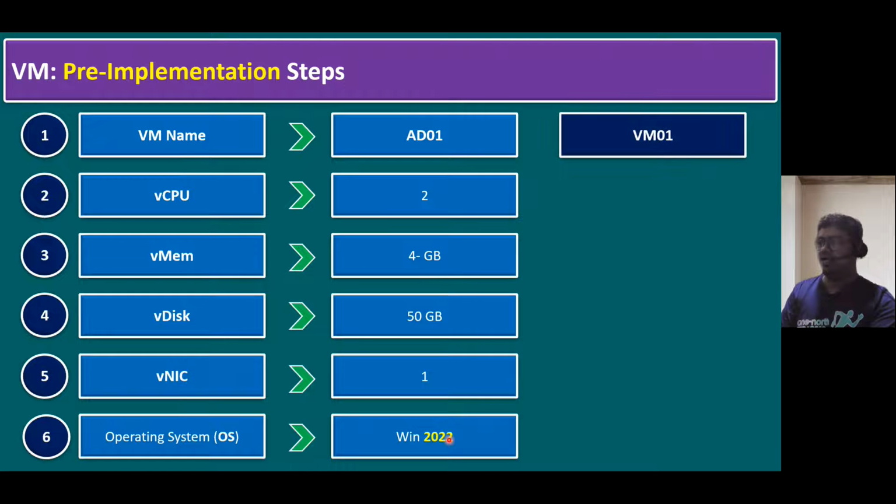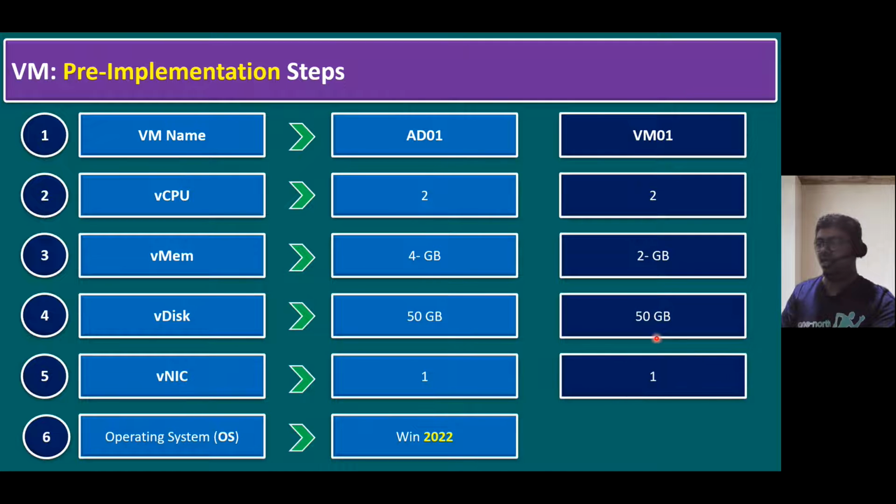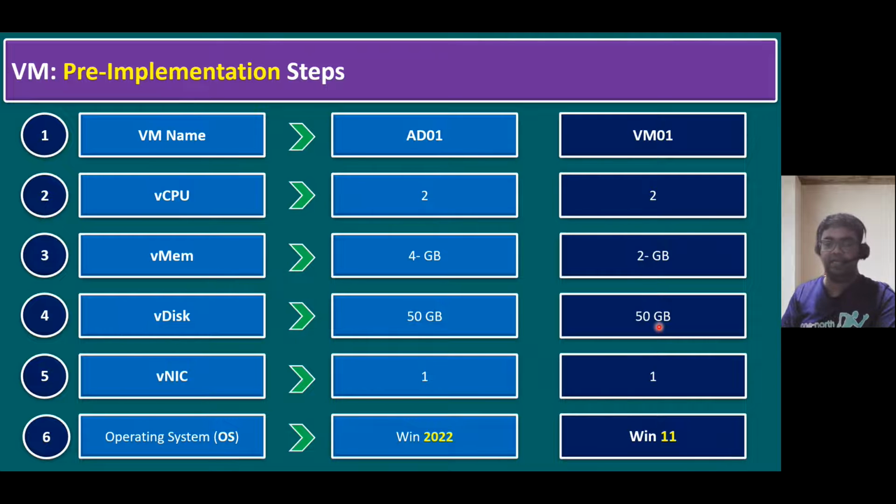Similarly, if you want to create another VM, let's say the VM name is VM01 and I'm planning to assign 2 CPU and 2 GB of memory, and we plan to give 50 GB of hard disk and 1 NIC card, and operating system Windows 11. Here I gave only one hard disk, 50 GB. Suppose in future you want to add additional disks, we can add.